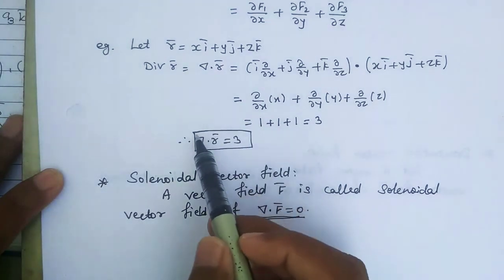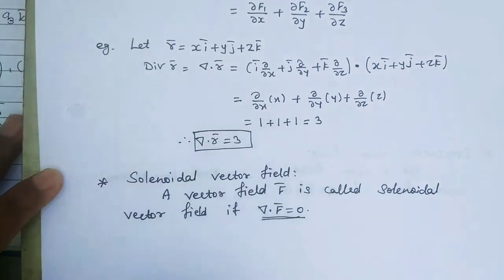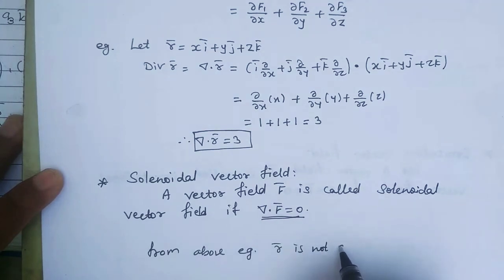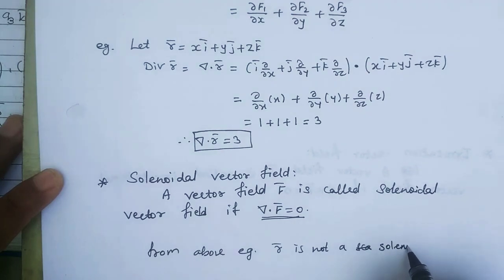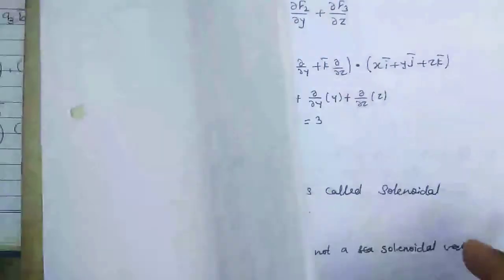Now look at the above example. Here del dot R bar is equal to 3, which is not equal to 0. That means from the above example, R bar is not a solenoidal vector field. That is the concept.